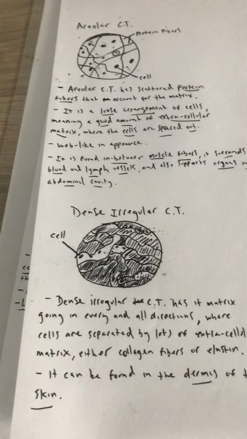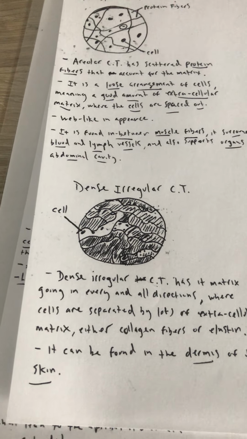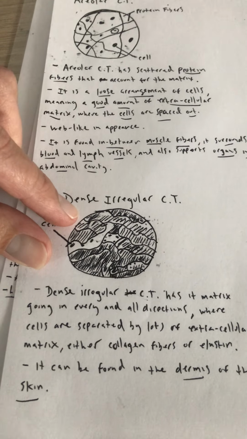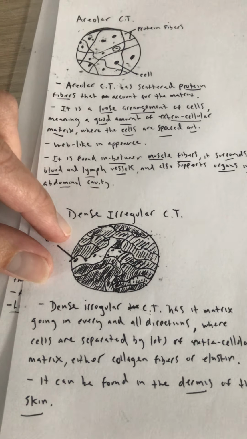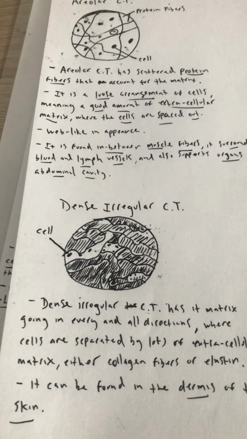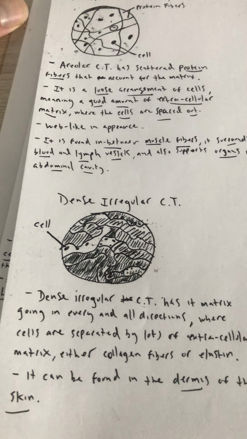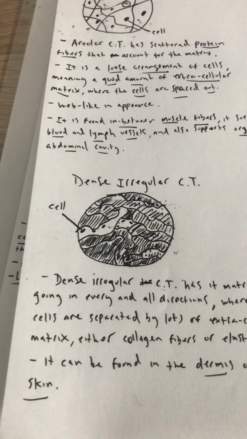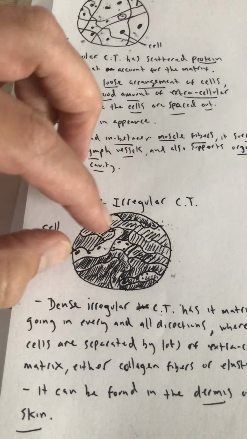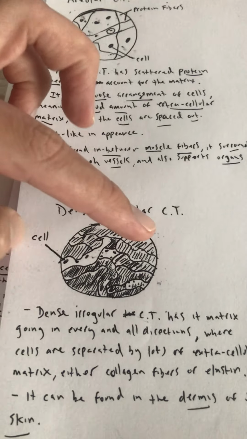Moving down here to dense irregular connective tissue. You can see in this one the collagen is packed very, very tight. The fibers are packed really tight and going in a bunch of different directions, as you can see. This arrangement allows whatever tissue it's in to be strong in a bunch of different ways, and not so strong in just one direction.